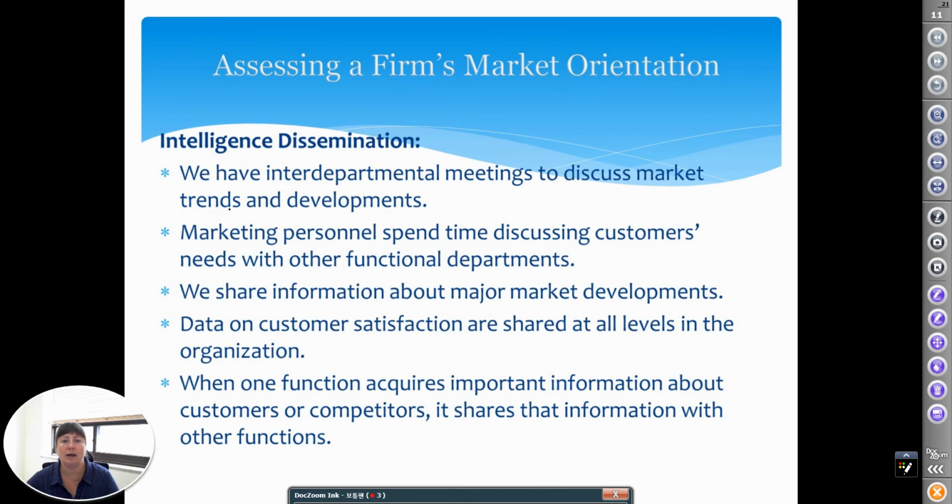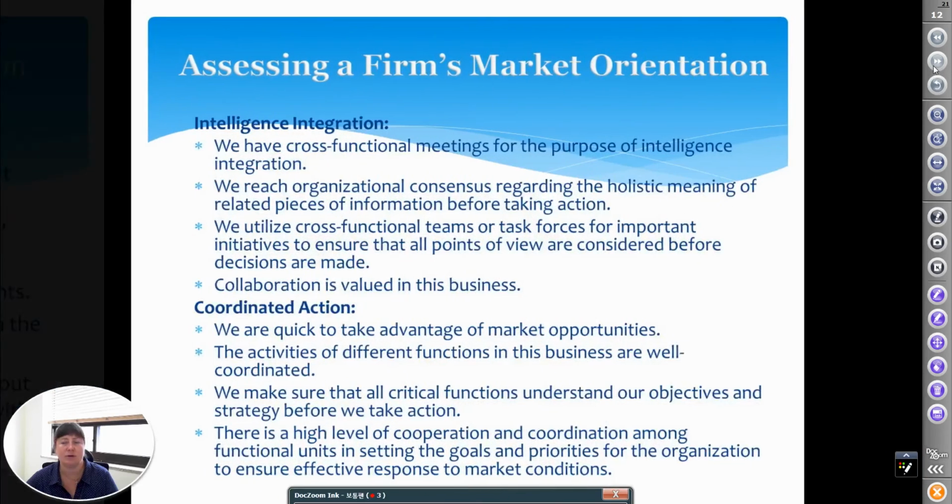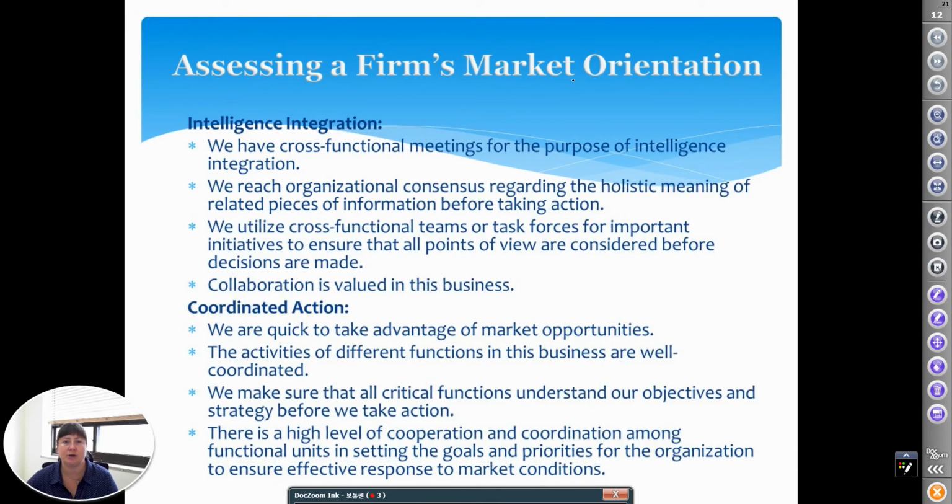And the last one, intelligence dissemination. And also you can see here the example of the activities. If you try to manage this intelligence, so, for example, we share information about major market developments. Marketing personnel spend time discussing customers' needs, and very important that we have interdepartmental meetings to discuss market trends and developments. So it's very interesting because it's also some kind of interaction.